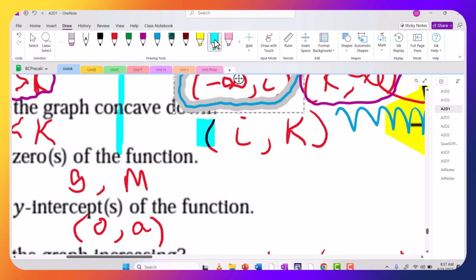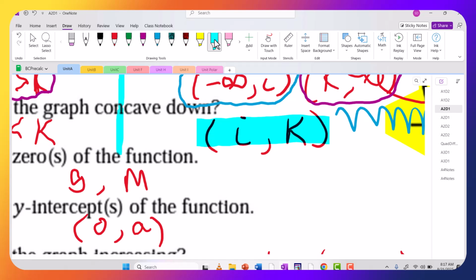Now, this is one thing I don't like about interval notation. Doesn't that look like a coordinate? I comma k. It's not a coordinate. It's saying every x between I and k creates this behavior. You got to be able to know the difference.